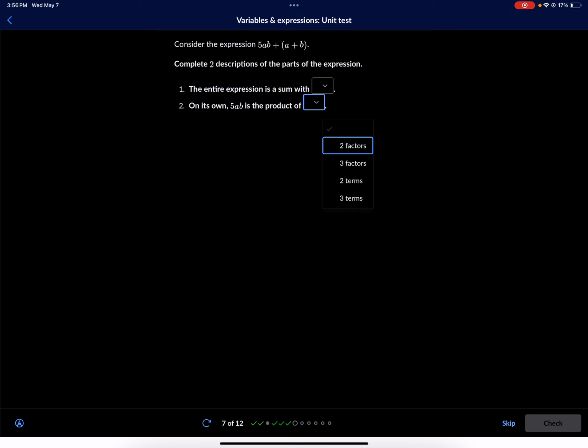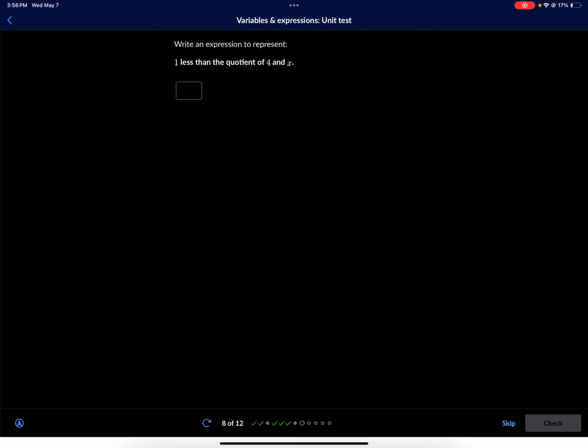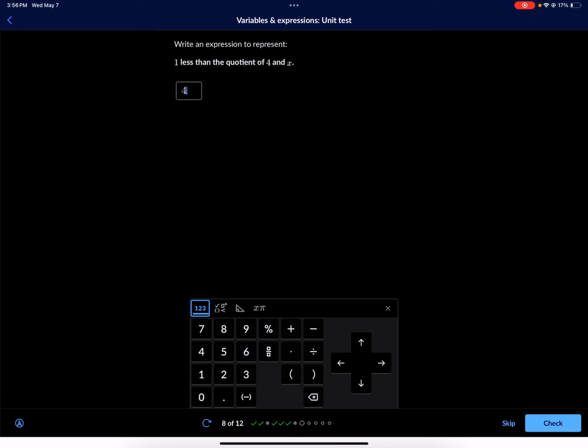The answer is 3 factors for 2, and then this would be 2 factors. If you, gosh dang it, why does this keep happening? 2 terms. If you got that right, good job. You are better than me. The answer is 4 divided by x minus 1. If you got that right, good job.